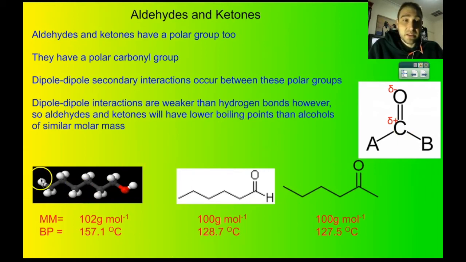So here we're comparing hexan-1-ol, hexanal, and hexan-2-one. We can see they have a very similar molar mass, but the boiling point of the alcohol is 20 degrees higher, 30 degrees higher, compared to the aldehyde or the ketone. So, although they're all polar, the hydroxyl group in the alcohol is more polar, which means we get stronger secondary interactions, which requires more energy to separate, and therefore a higher boiling point.